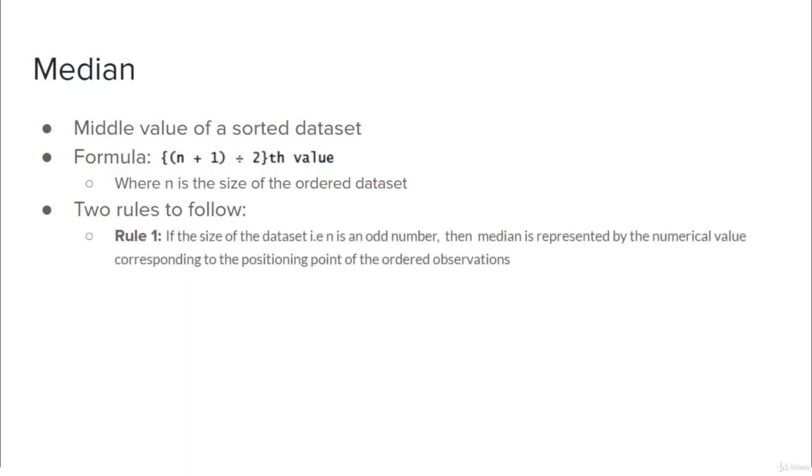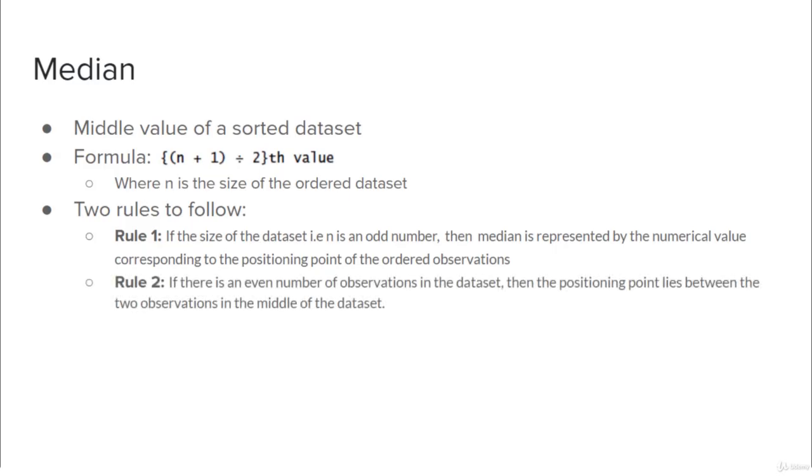The first rule is that if n is an odd number, then the median is the numerical value corresponding to the position given by the formula. We're going to study an example, but the important thing to remember is that when n is an odd number and you put that n in the formula, the answer you get points directly to the location of the value that is the median in the dataset.